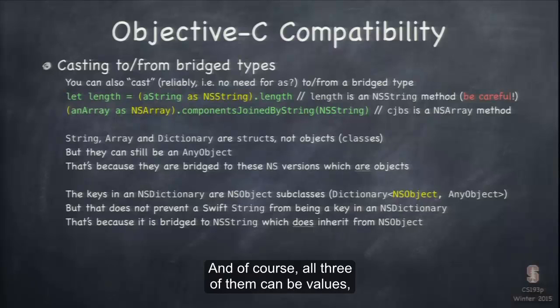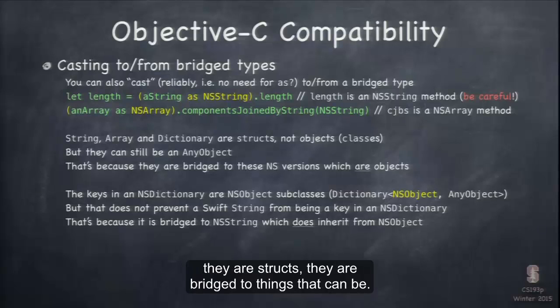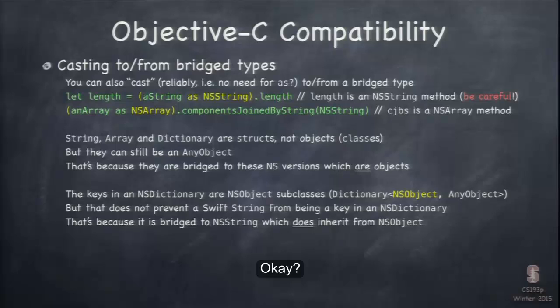And of course, all three of them can be the values, because even though they're not really objects, they are structs, they are bridged to things that can be, okay? So it is okay to pass a string or an array to AnyObject.